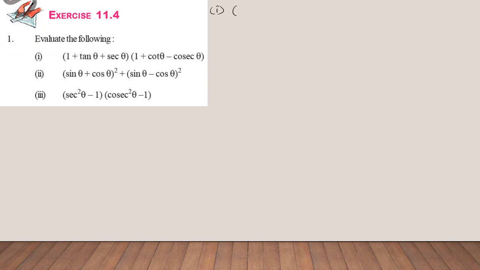So how can you solve this? 1 plus tan theta I can write as sin theta by cos theta, plus secant theta I can write as 1 by cos theta.